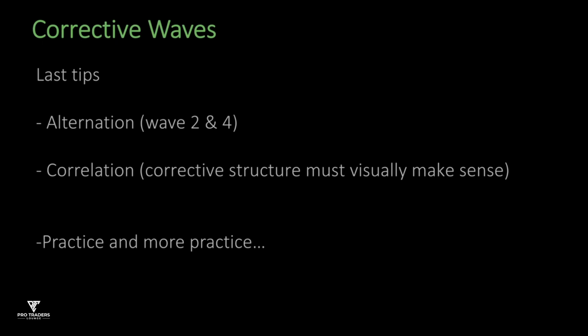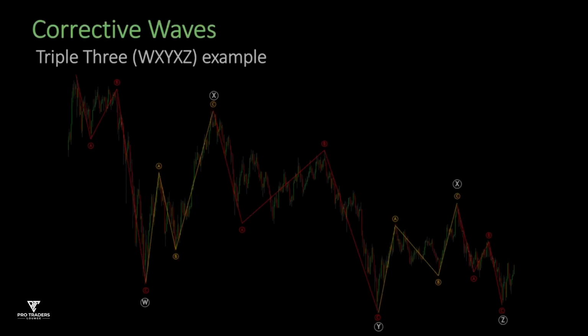What I mean with that is, in terms of time, you want to see that there is going to be some correlation between subdivisions inside of a corrective structure. For example, if we go back to the triple tree example, you will see that W, X, Y, X, Z, there's only a little bit of a difference in terms of time when you look at wave Y. This one is a little bit longer than the other ones, but the structure still makes sense.